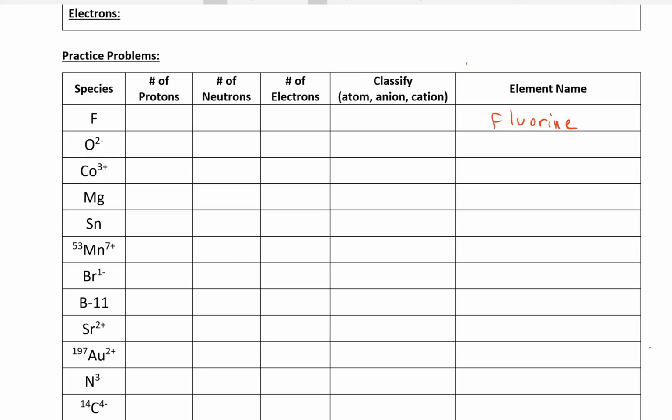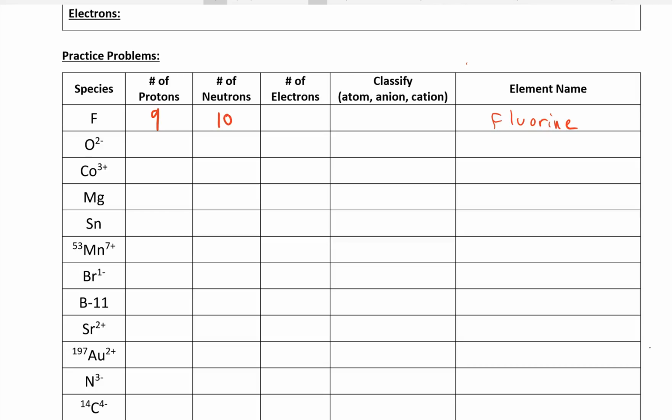Also, based on the periodic table, I see that fluorine has an atomic number of 9. We know that that is going to correspond to the number of protons in the nucleus. Fluorine has an atomic mass of 19. I can find the number of neutrons by taking the atomic mass minus atomic number. So in this case, 19 minus 9 gives me 10.